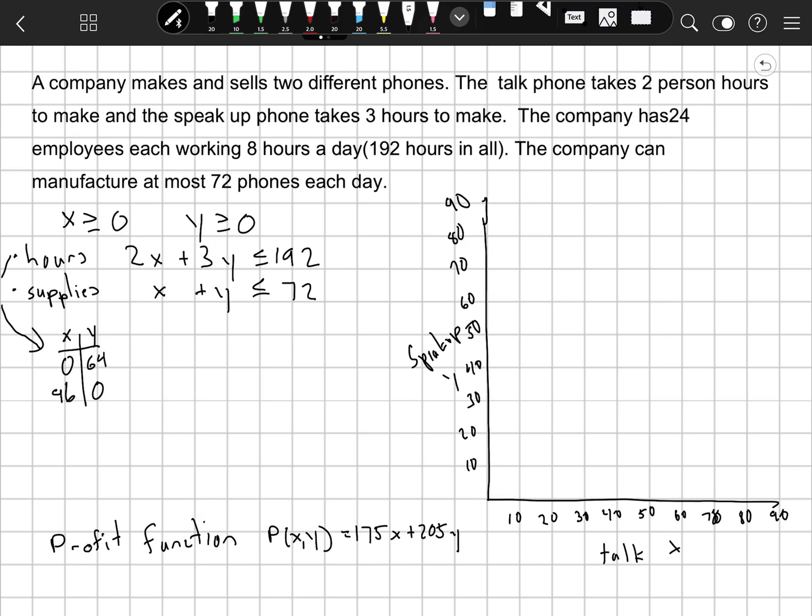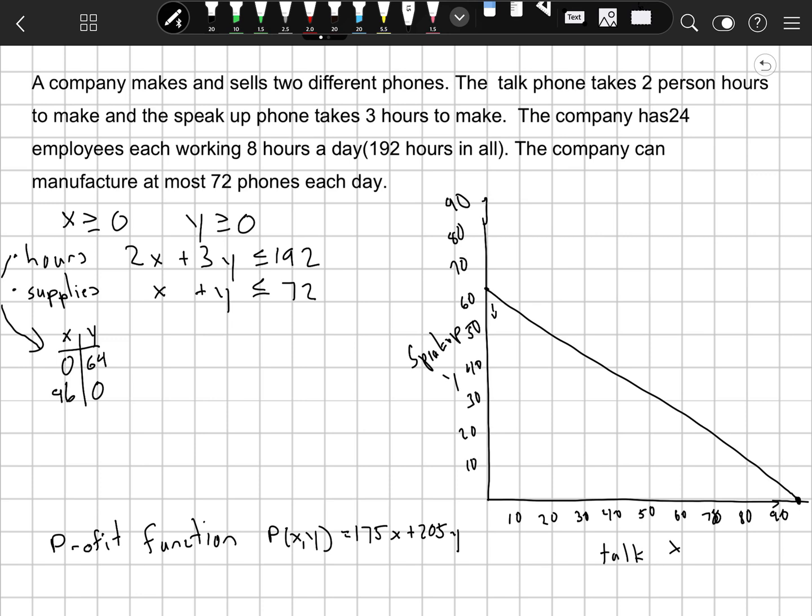Let's go ahead and plot those points. So 96, 0, we're going to be about right there. And 0, 64, we're going to be about right there. And we'll make a line kind of like that. And by the way, this is less than the hours, so we're going to shade this downward. Just remember we're shading that downward, not upward.